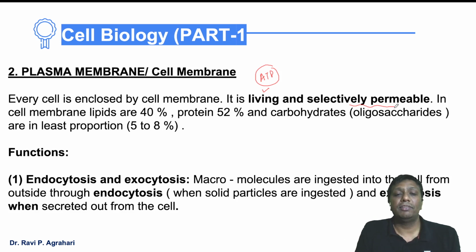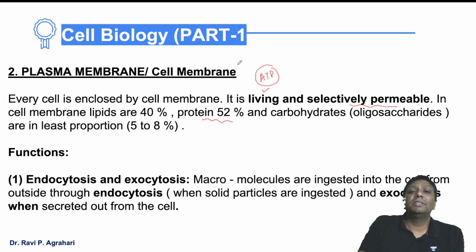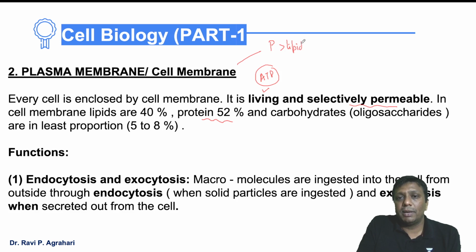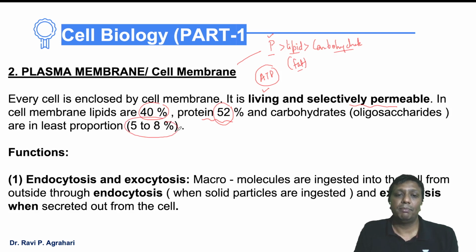Inside the cell membrane, guys, there is a protein component of around 52%. So the maximum inside the cell membrane is protein. The second is the lipid constituents, and the least is carbohydrate, as you see in the chemical nature of the cell membrane. Lipid is a kind of fatty substance. The lipid is around 40%, and the carbohydrate around 5 to 8%. So that is the overall composition of the cell membrane.